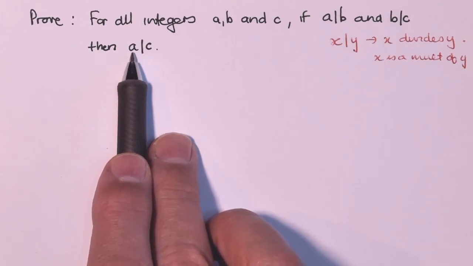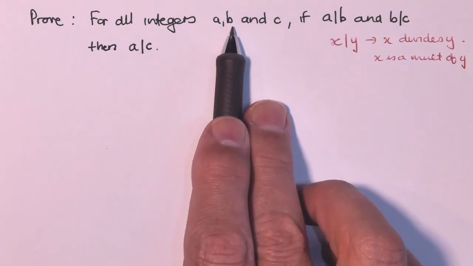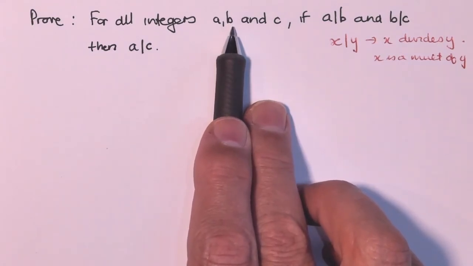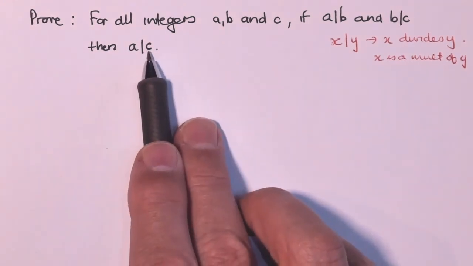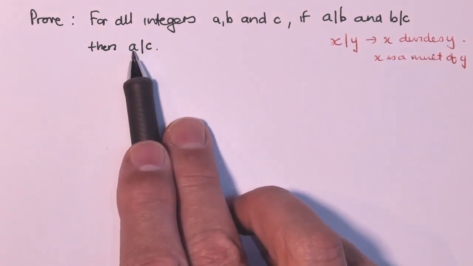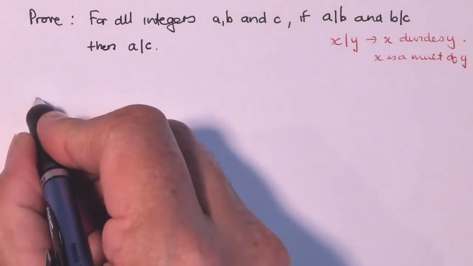So again, we want to work with b being a multiple of a. So we're going to write b as pa or ka or whatever for some integer k, whatever we're going to use. What we are going for is to show that c is a multiple of a. Okay, so here's our proof.